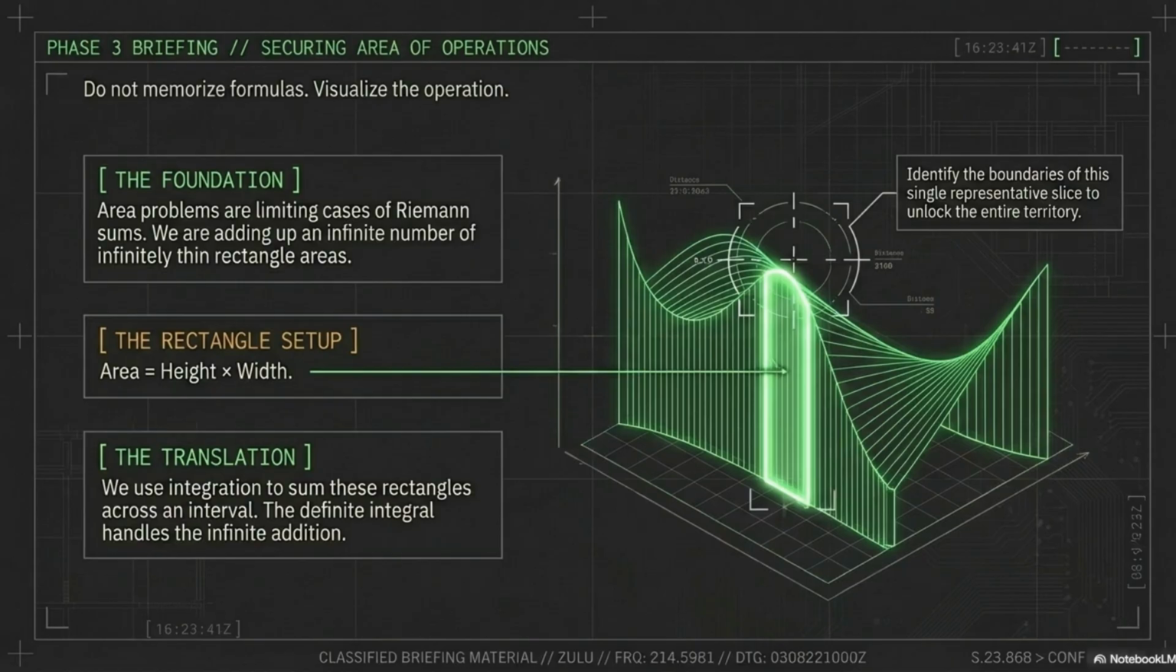Phase 3 briefing. Securing area of operations. Do not memorize long lists of area formulas. Area problems are limiting cases of Riemann sums, adding up an infinite number of infinitely thin rectangle areas. Your objective is simply to identify the boundaries of a single representative slice, height times width, to unlock the entire territory. The definite integral handles the infinite addition.